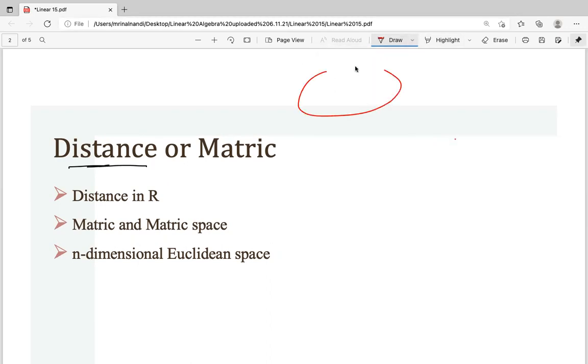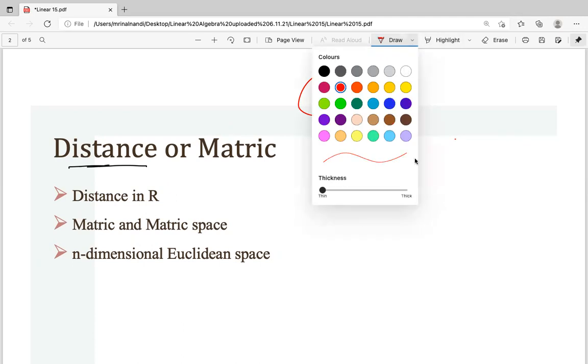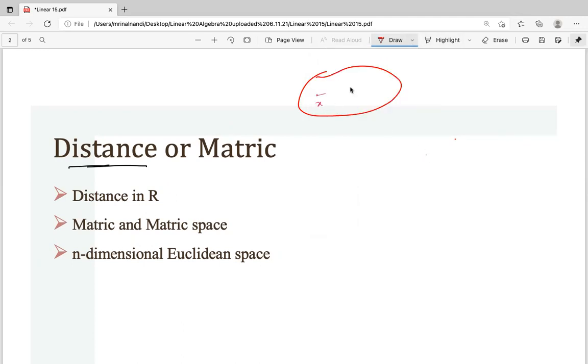So if there is a set and we have two elements of the set, x and y, what do you mean by the distance? Distance is very important because in our real life situation, in R3, and also in R2, in Euclidean geometry, we see what the distance is. So what is the distance in R? We know the distance between two points in R. Say what is distance?